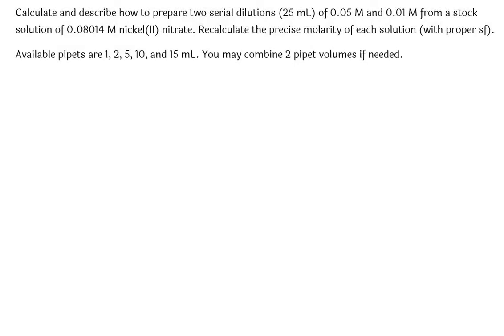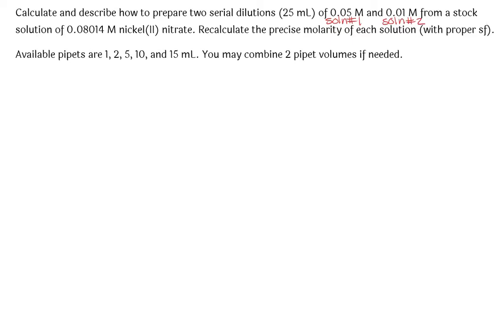In this example, we are setting out to calculate how to prepare two serial dilutions of 0.05 and 0.01 molar from a stock solution of nickel(II) nitrate. Our solution number 1 will have a molarity of about 0.05 molar, and solution number 2 is about 0.01 molar.